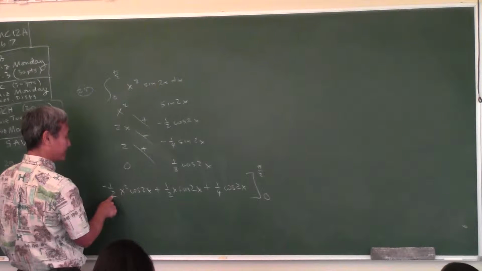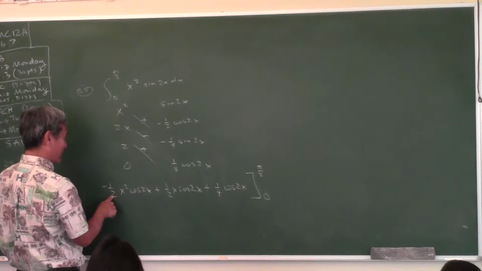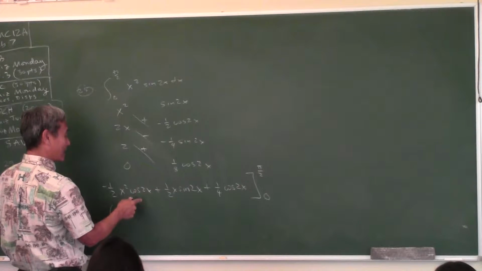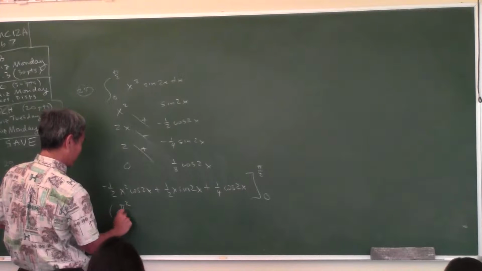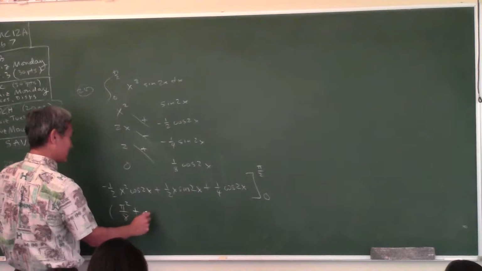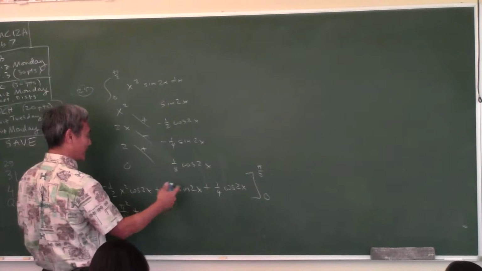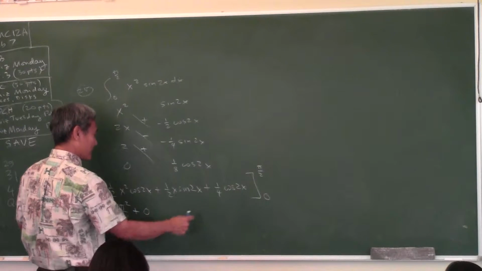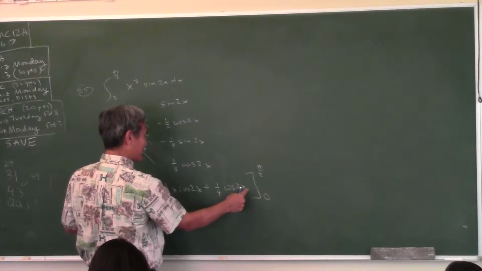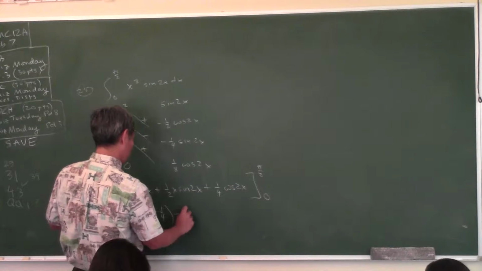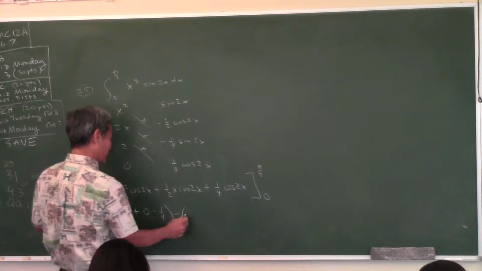times half, so pi squared over 8. And then if you plug it in here, cosine of pi is negative 1, the negatives cancel out, so you just get pi squared over 8 then, right? Plus, if I plug in pi over 2 here, 2 times pi over 2 is pi, sine of pi is 0, so that's 0. Here, 2 times pi over 2 is pi, cosine of pi is negative 1, so you get negative 1/4.